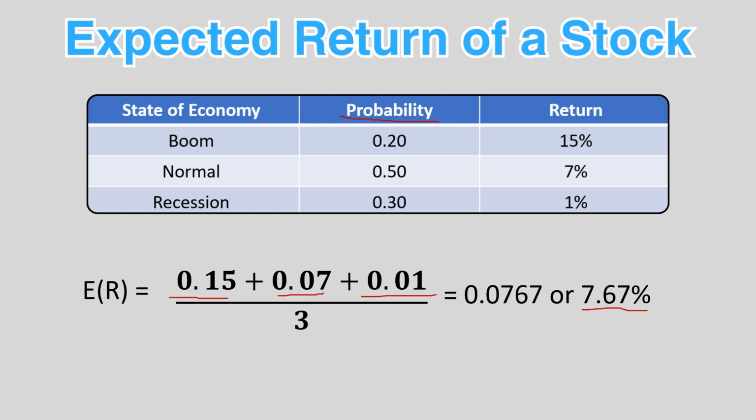Why is that? Well, each return has a different probability of happening. There's a 20% chance that we get a 15% return. There's a 50% chance that we get a 7% return, and a 30% chance that we get a 1% return. In this scenario, we have to use a weighted average, not a simple average like below.